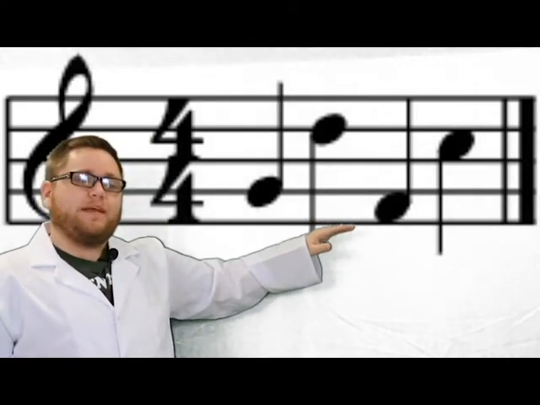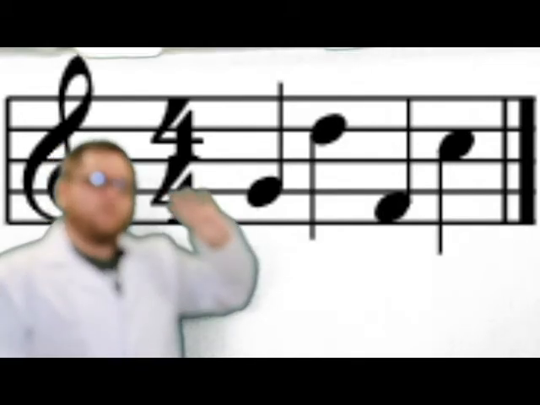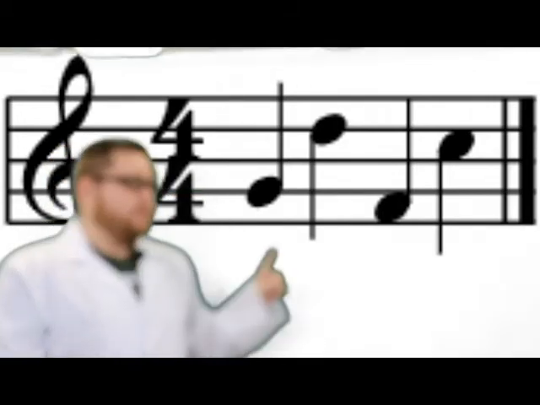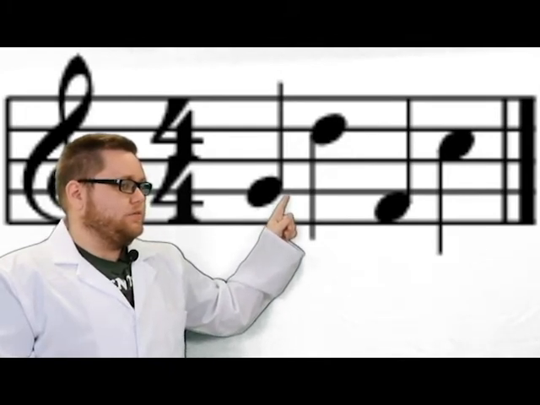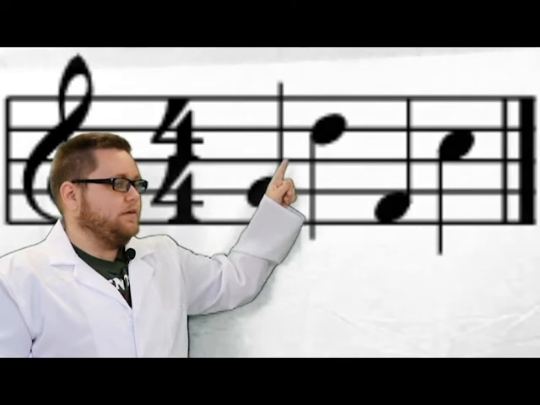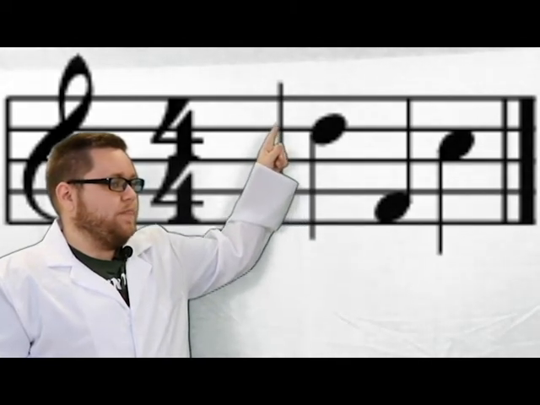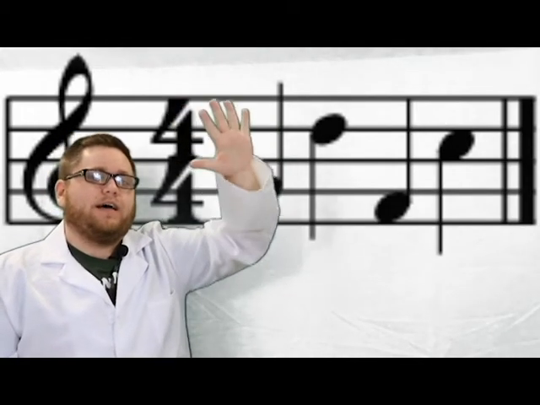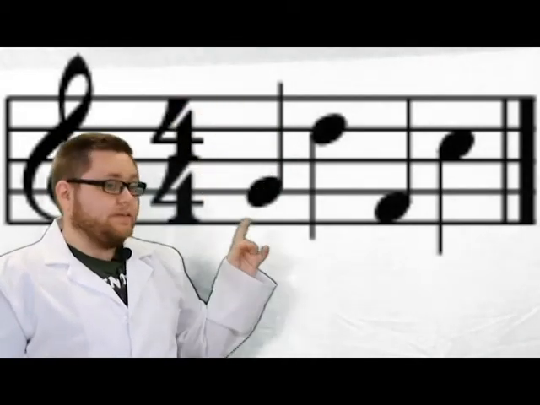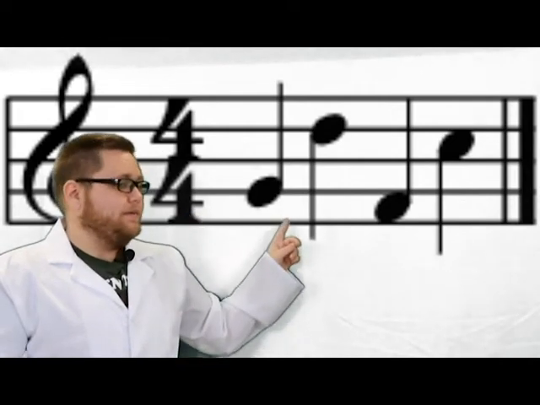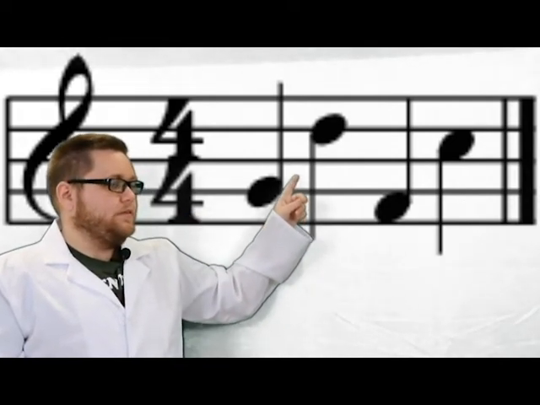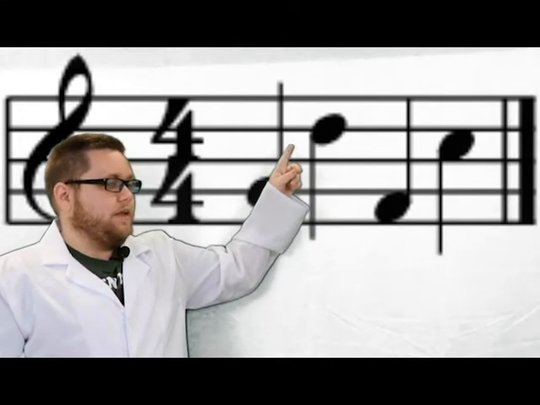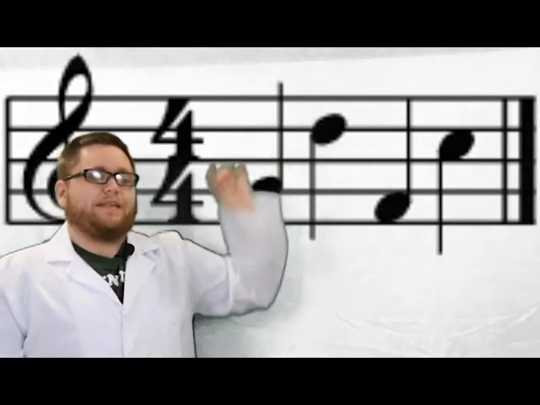Our staff is made up of 5 lines and 4 spaces. Let's count those together. This is 1 line, 2, 3, 4, and 5. 5 lines. Okay, everyone say 5 lines. Let's look at the spaces. There are 4 spaces. We've got 1, 2, 3, 4 spaces. Everyone say 4 spaces. Good.